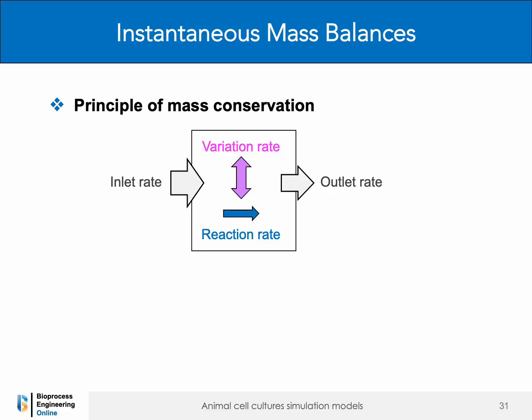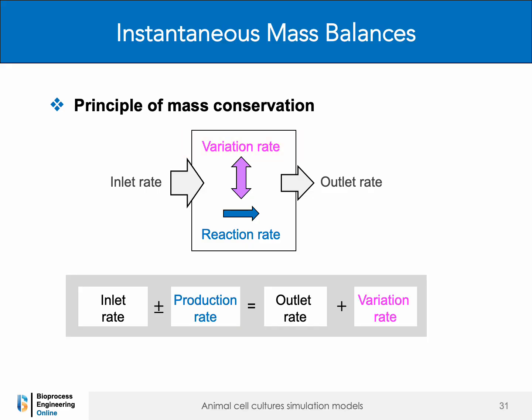For each component in the cell culture, the instantaneous mass balance expresses the fundamental principle of mass conservation at every moment in time. It consists of 4 terms: the inlet rate, representing the transport of the component from outside into the bioreactor; the outlet rate, representing its transport from the bioreactor to the outside; the biotransformation rate, which can be a production rate for a product or a consumption rate for a substrate; and finally, the internal variation rate, which represents the rate of change of the component's mass inside the bioreactor.